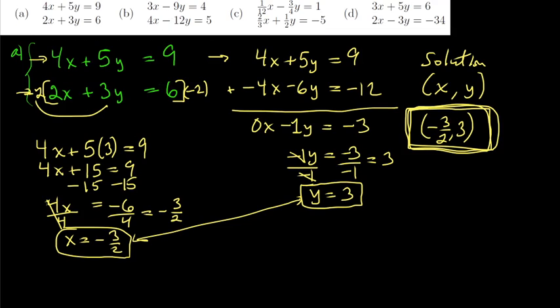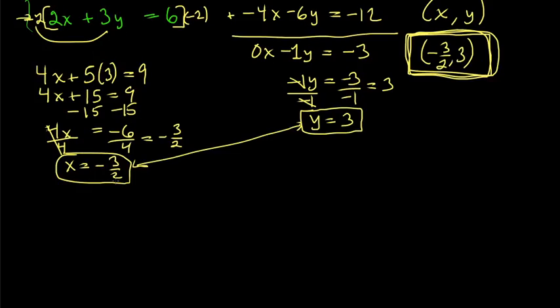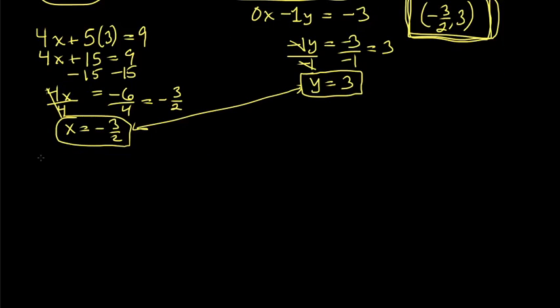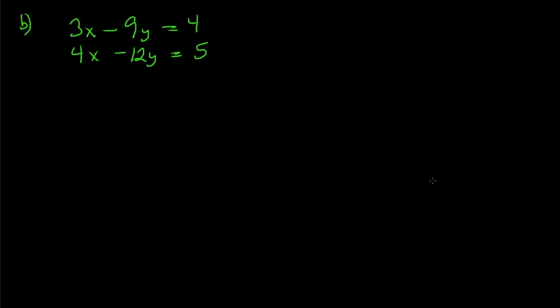I'll do part B as well. So part B is, just going to copy down the equations. It's 3x minus 9y equals 4, and 4x minus 12y equals 5. Okay, so again, we want to use the method of elimination. So what do we want to eliminate? X or y? Again, it doesn't matter.